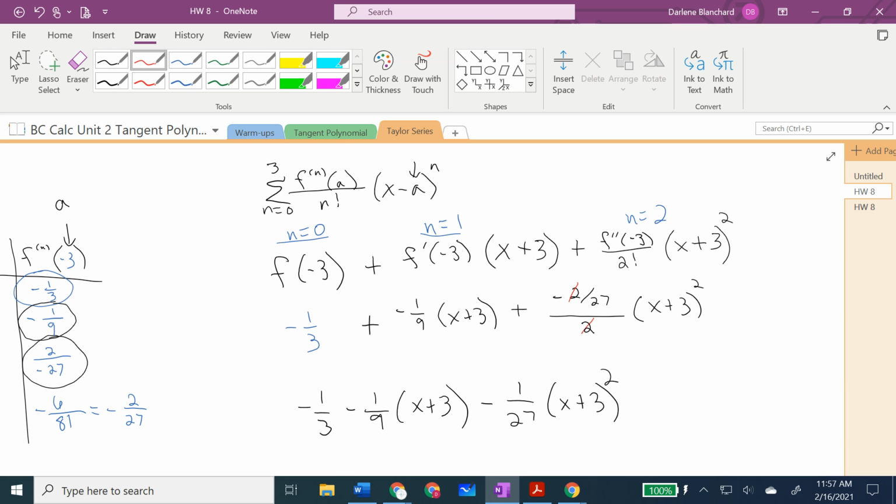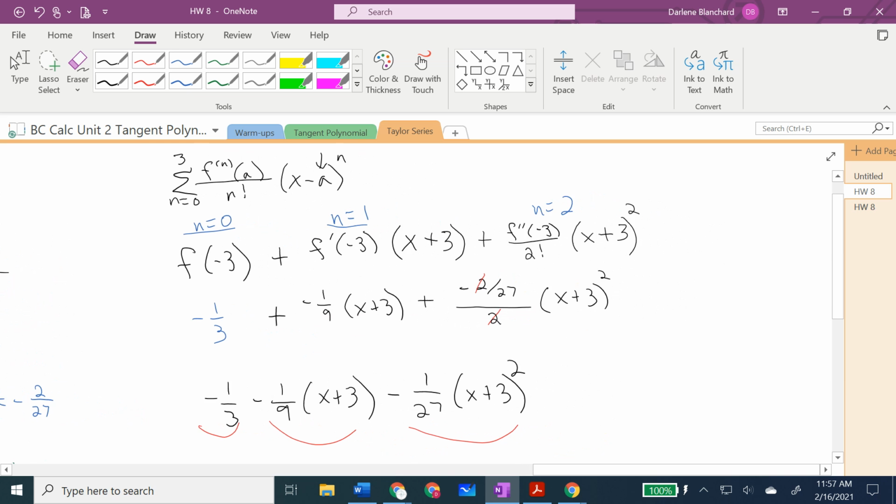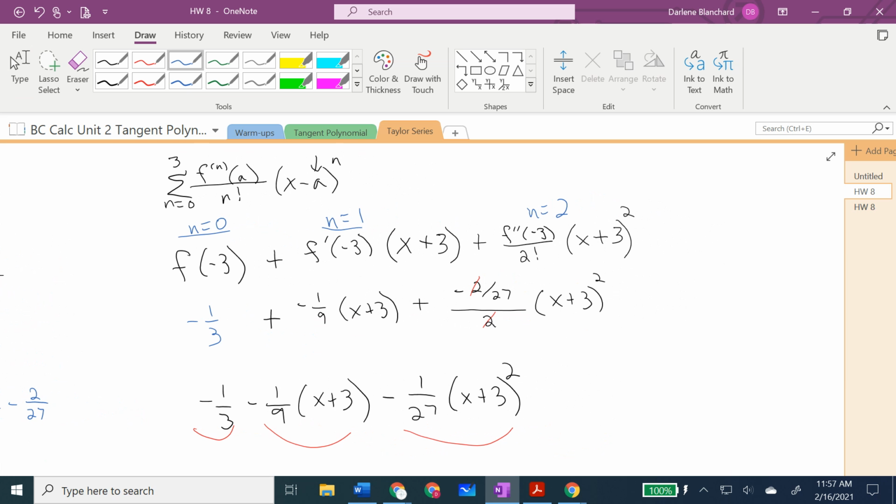And I now have 3 non-zero terms: 1, 2, 3. To get the 4th non-zero term, I make sigma go up 1 more to 3. I need the 3rd derivative at the center over 3 factorial times x minus the center to the 3rd power.